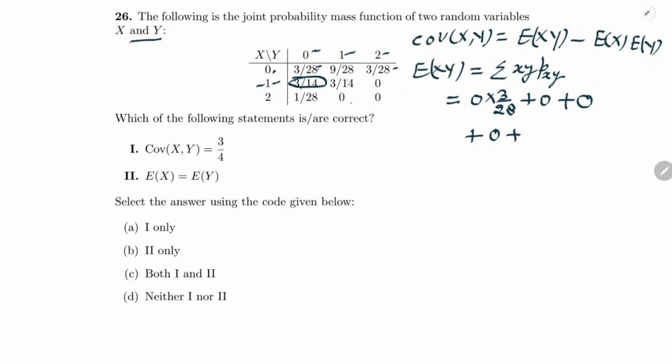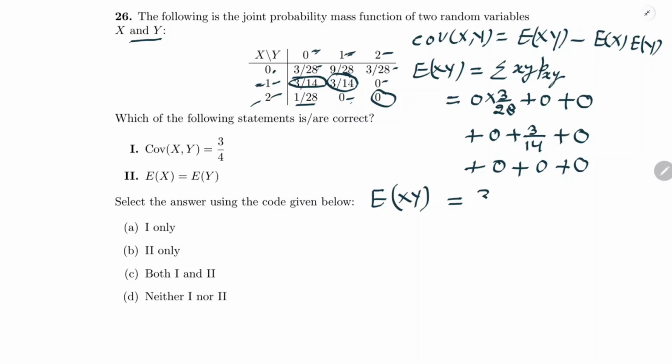Multiply 1 with 1, then multiply with 3 by 14. That will give us 3 by 14. Plus multiply 1 with 2, then multiply with 0. This will also give us 0. Multiply 2 with 0 and then multiply with 1 by 28. This will also be 0. Multiply 2 with 1 and then 0. This will also be 0. And because of this, the last value will also be 0. So our joint expectation is 3 by 14. We can note this joint expectation here.